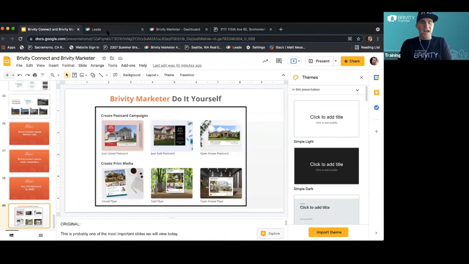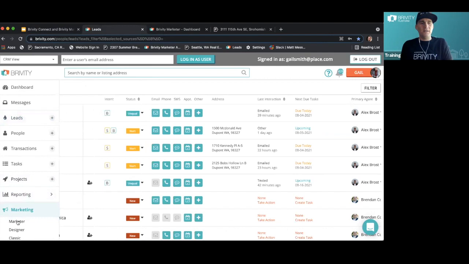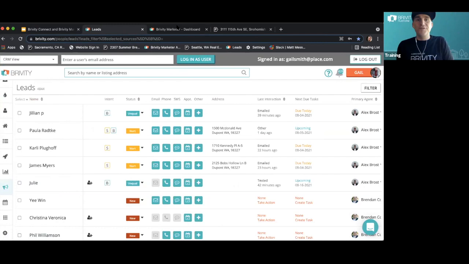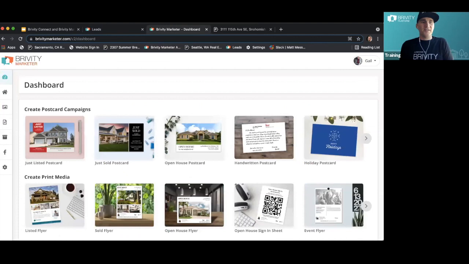If you're a Brivity client, you can access your Brivity Marketer by coming right in here to marketing and clicking marketer. That will launch your Brivity Marketer account. If you've never done this before, you go into the CRM, you find marketing, and you click on marketer. The very first time, it's going to take you through a little setup process. It's a four-step setup process. And really what it does is it helps you build the templates that we're going to use for just listed and just sold postcards.